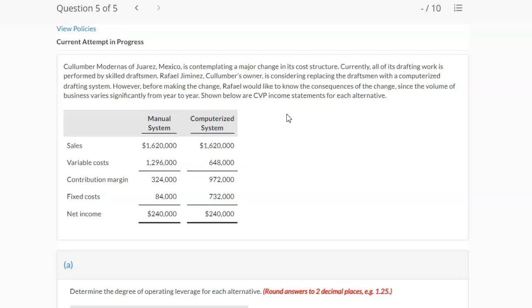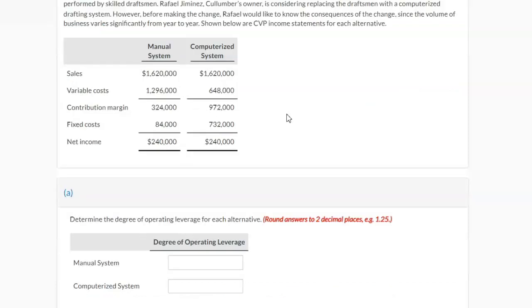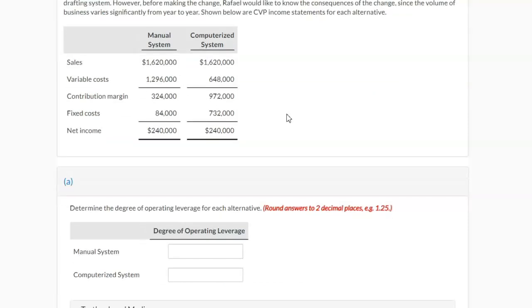Okay, now look at the sales, the same, 1,620,000, and profits the same, but the cost structure is different. Manual has more variable, less fixed. Computer will have more fixed, less variable. So what's the degree of operating leverage for manual? Contribution margin divided by net income. That's right. So 324 divided by 240.